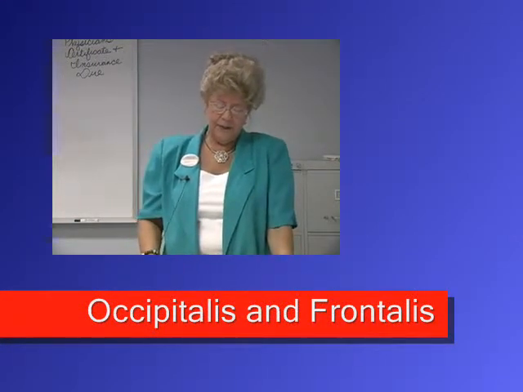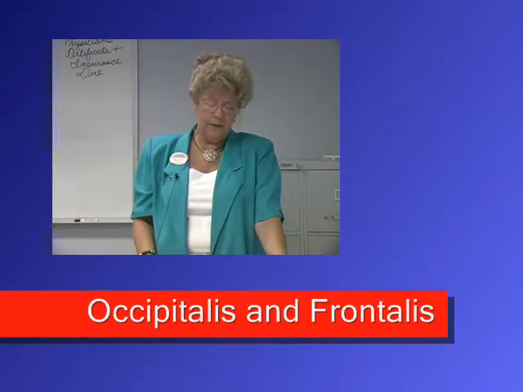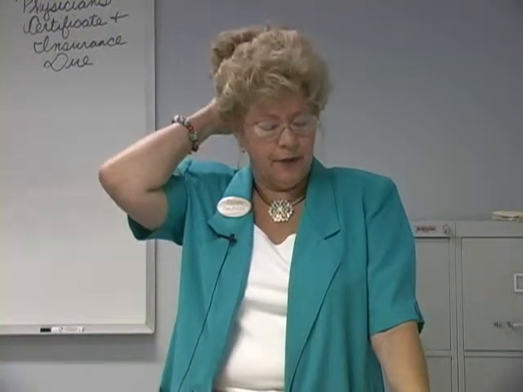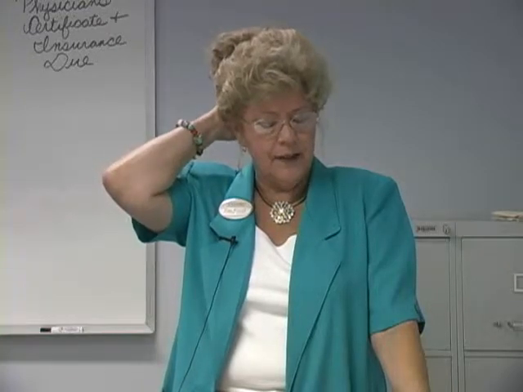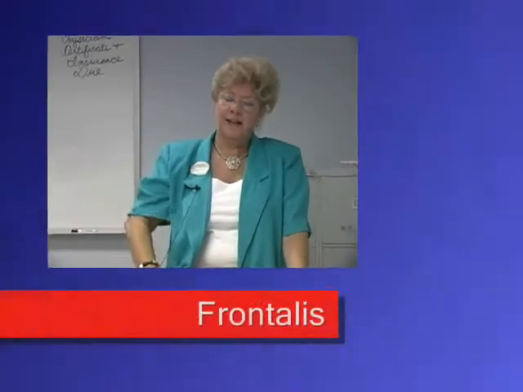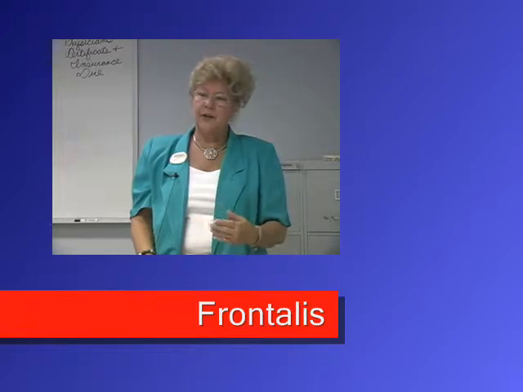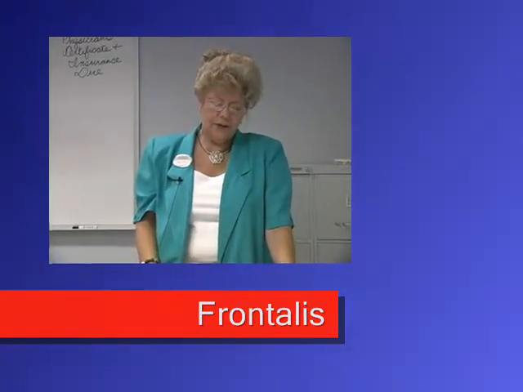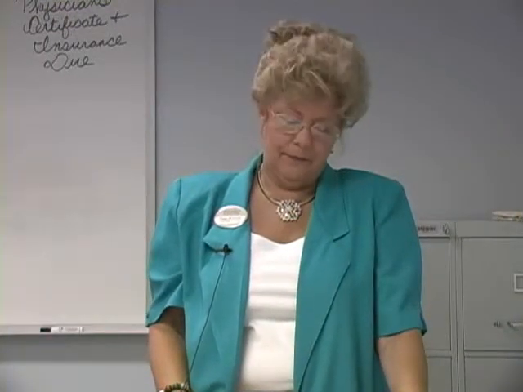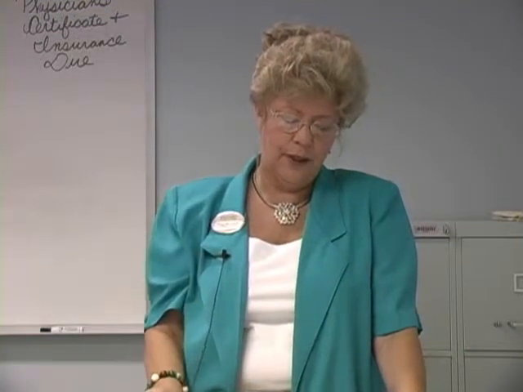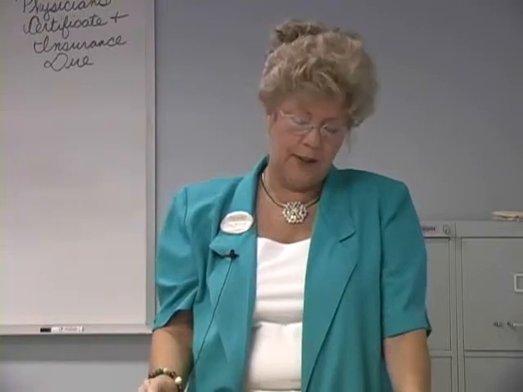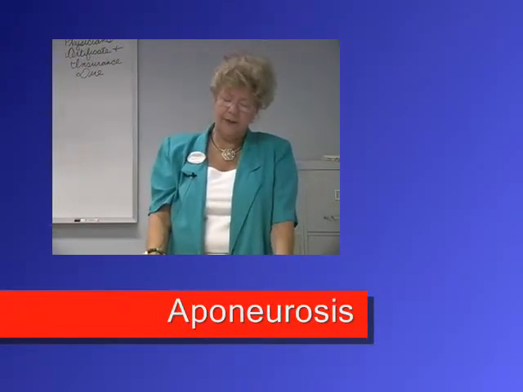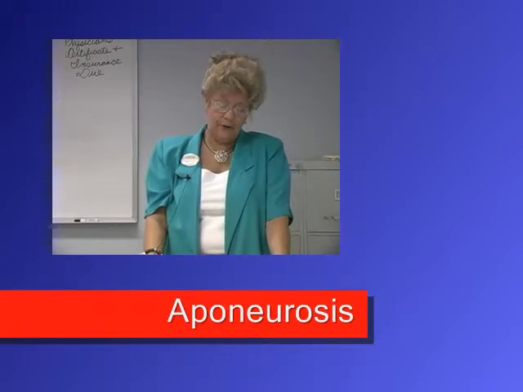The occipitalis is the back of the epicranius. It is the muscle that draws the scalp backwards. And we can go right back to our occipital bone and find where our occipitalis muscle is. Frontalis is the anterior or front part of the epicranius. It's the muscle of the scalp that raises the eyebrows. It draws the scalp forward. It causes wrinkles across the forehead. Aponeurosis is a tendon that connects the occipitalis and the frontalis.